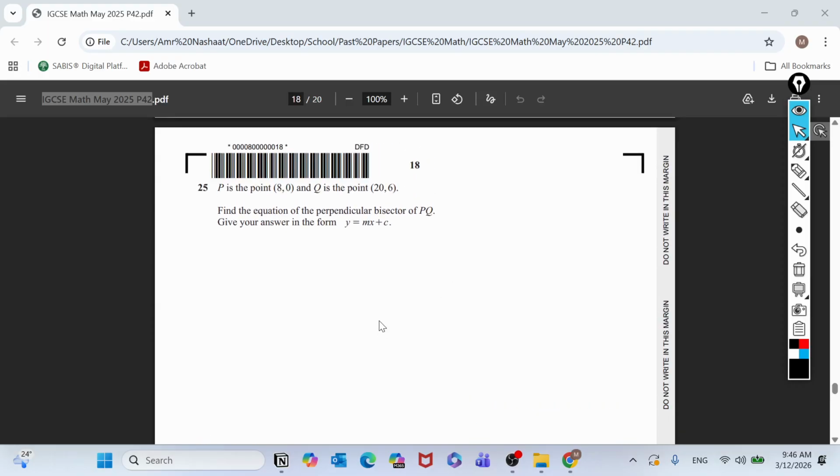P is (8, 0) and Q is (20, 6). Find the equation of the perpendicular bisector of PQ. Okay, let's first find the slope of PQ. So y2 minus y1 over x2 minus x1. So 6 minus 0 over 20 minus 8. That's going to give you 1 over 2.